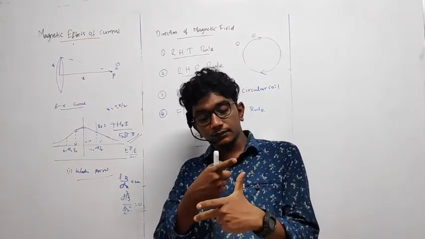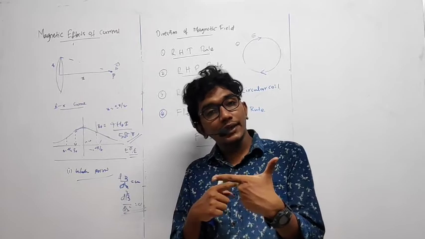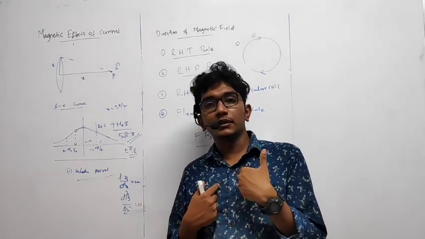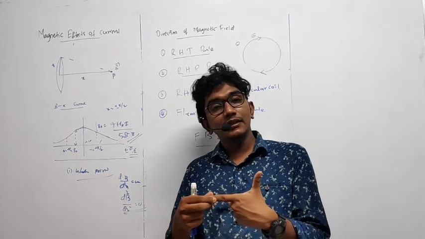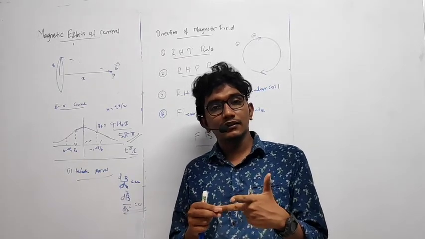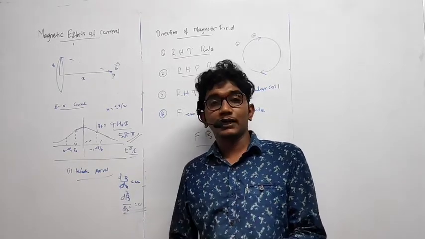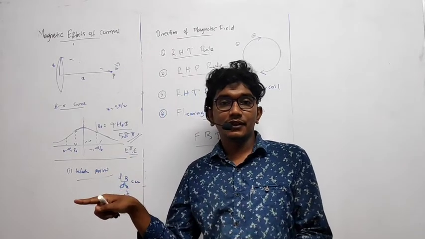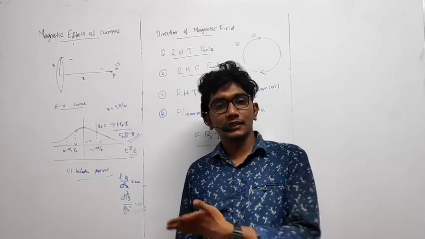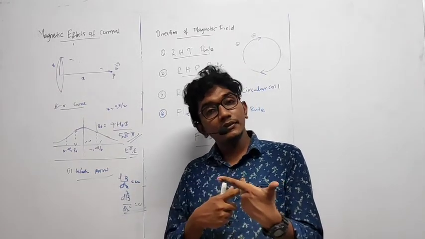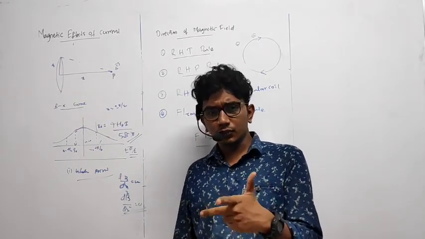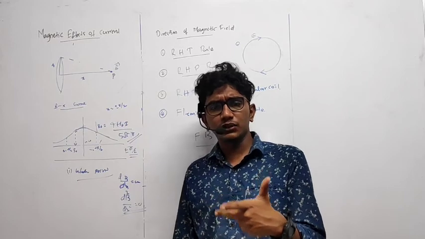And look at this, here, FBI. I will always remember that FBI. So force, B magnetic field, I current. Or FBB, you can use when, right hand rule, like in electromagnetic induction, that we will discuss. FBI, always remember that. So then you can use it. I think you all are able to use it, right?